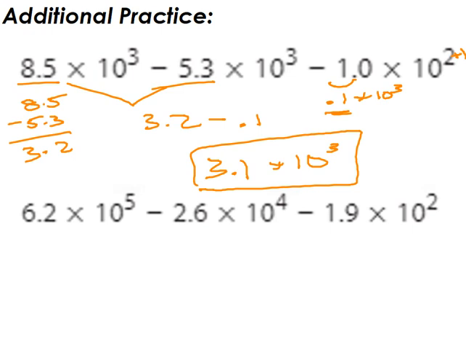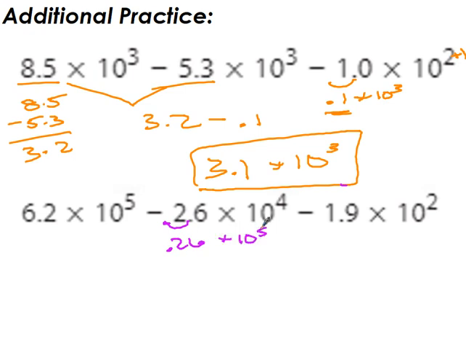Now this last one, try this one on your own. You have a lot of them that are different. So what you're going to need to do is change the exponents so that they are the same. Change the smaller ones to the larger one. That'll help. So pause it if you haven't done so. Try it on your own. So this is 2.6. So it's going to become 0.26.